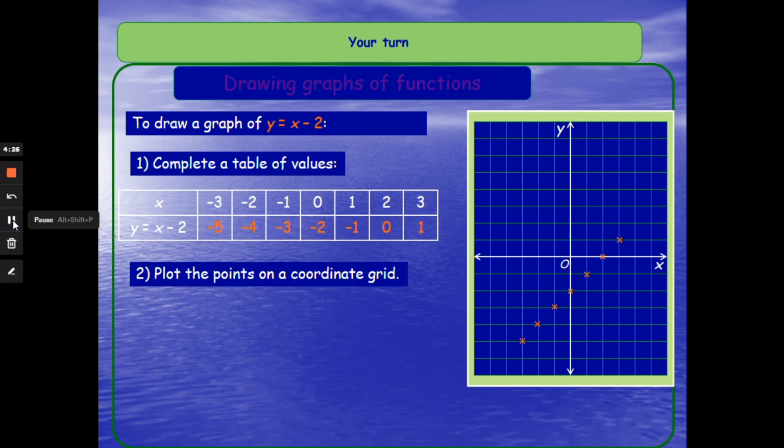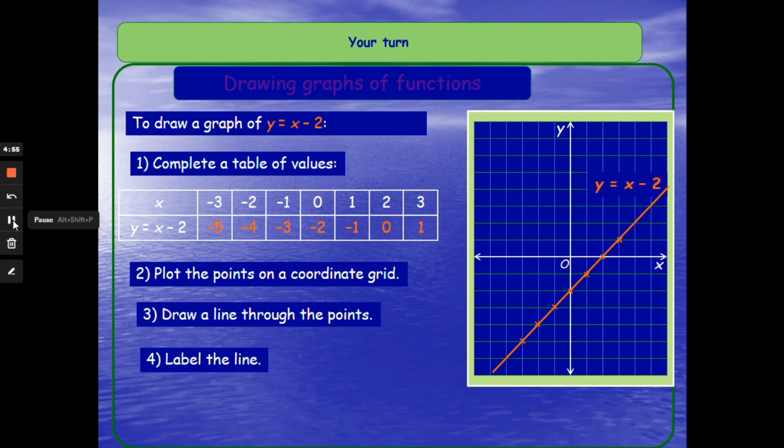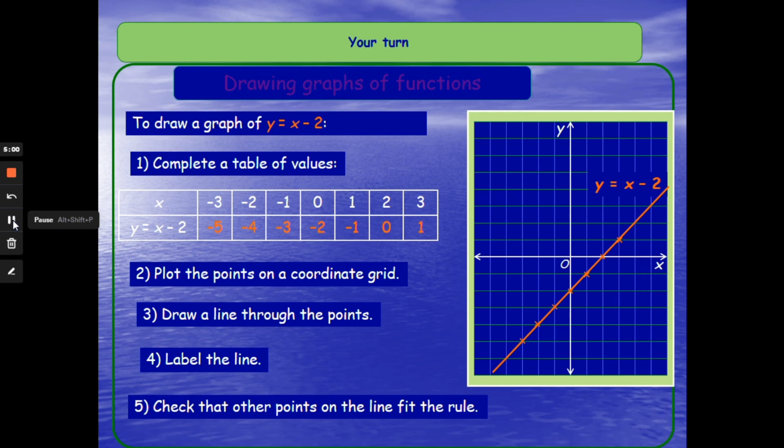The first one is -3 across, -5 down. So you can see I've plotted the point -3, -5, then -2, -4, -1, -3. And then you have to draw a line through those points. Now, these questions will always be a straight line. So if your points are not in an exact straight line, you've done something wrong. Then label the line and check that all of the points are right. So that's how you plot them.